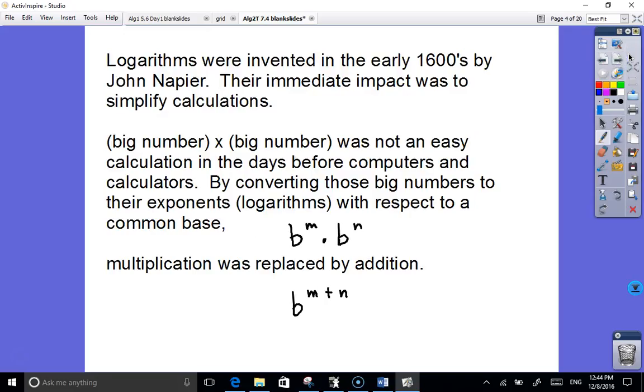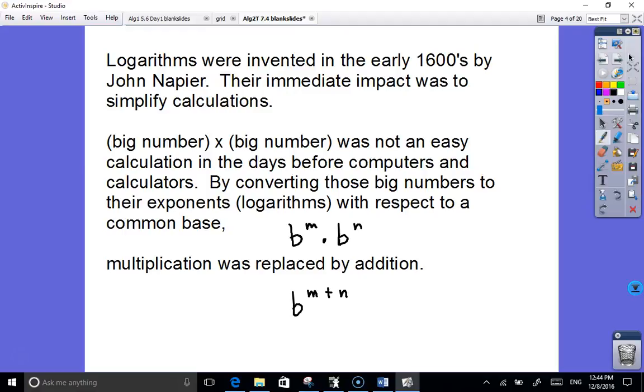So logarithms were invented in the early 1600s by a guy named John Napier. And their immediate impact was to simplify calculations. For example, if you had to multiply really big numbers, that was not a very easy thing to do back then, right? They didn't have calculators, they didn't have computers. I mean, you could imagine somebody sitting around trying to do all this stuff longhand all the time.